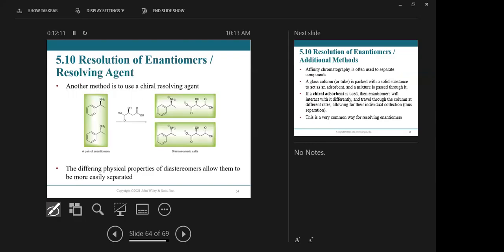Another method is to use a chiral resolving agent. The different physical properties of diastereomers allow them to be more easily separated. So you have this pair of enantiomers, right? If you put them on top, that amino group will be behind. If you react it with this, we're going to get this right here. We'll call it compound 1. It will give you these compounds, and compound 2 will give you these compounds. So we could separate them out.